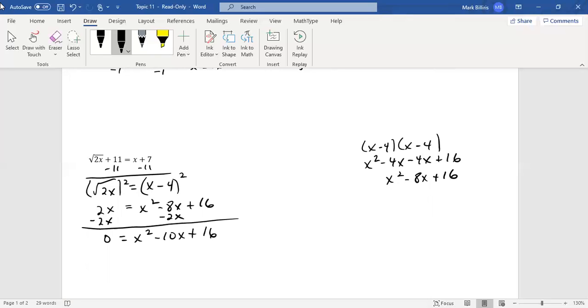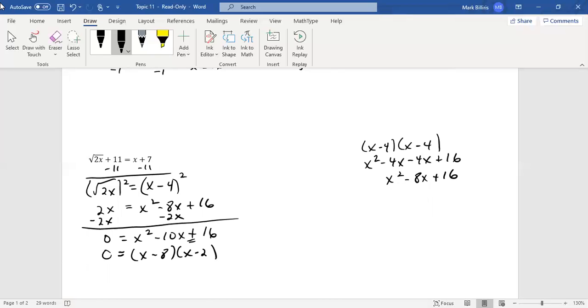So what multiplies to give us a positive 16? If it's positive, our signs have to be the same, and adds to a negative 10. So we know that x minus 8 times x minus 2 would be our two factors, because negative 8 times negative 2 is a positive 16, and negative 8 plus negative 2 is negative 10.